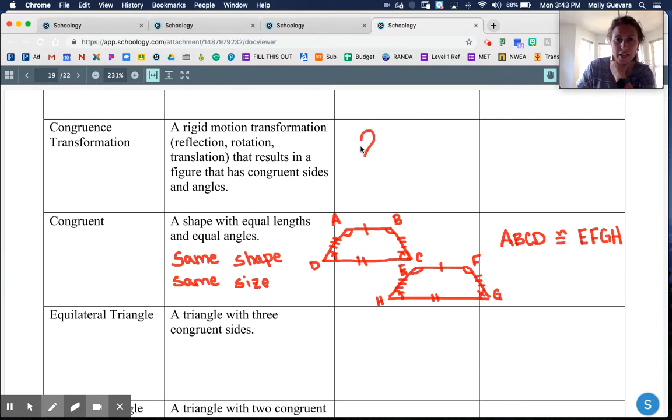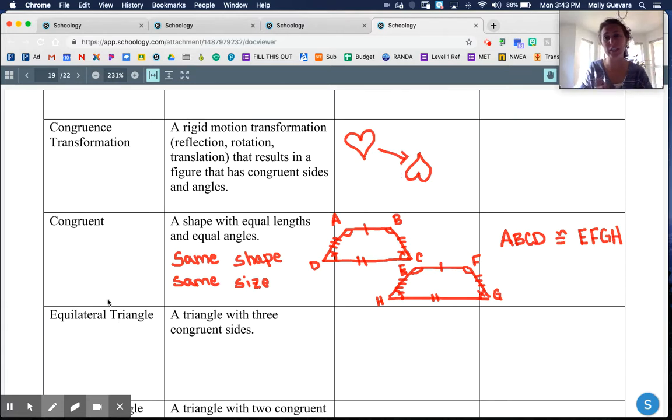So if I have like a heart and I rotate this, that was actually a lot better than I thought it was going to be, right? These guys, it's a congruence transformation, right? Because these two hearts are congruent. They're the same shape and they're the same size. Okay, so those are our definitions for this lesson.